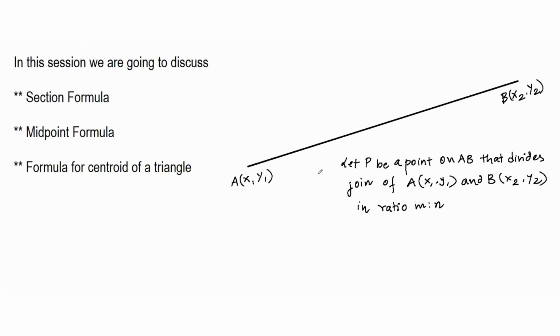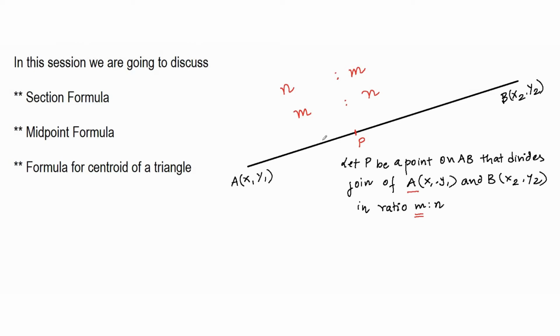So please note that P is a point on AB. It can be situated anywhere on AB such that P divides the join of A of x1, y1. Now please understand that A is the first point that is mentioned. Therefore, the numerator of the ratio is also with respect to the point A. Suppose the point P is situated here, then there are two ways to look at this. Either P divides AB in the ratio m:n, or it could also be n:m.